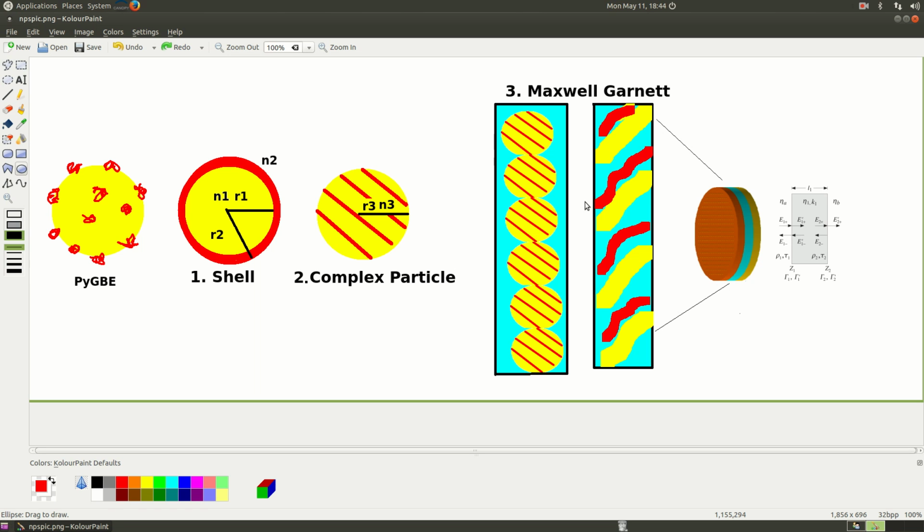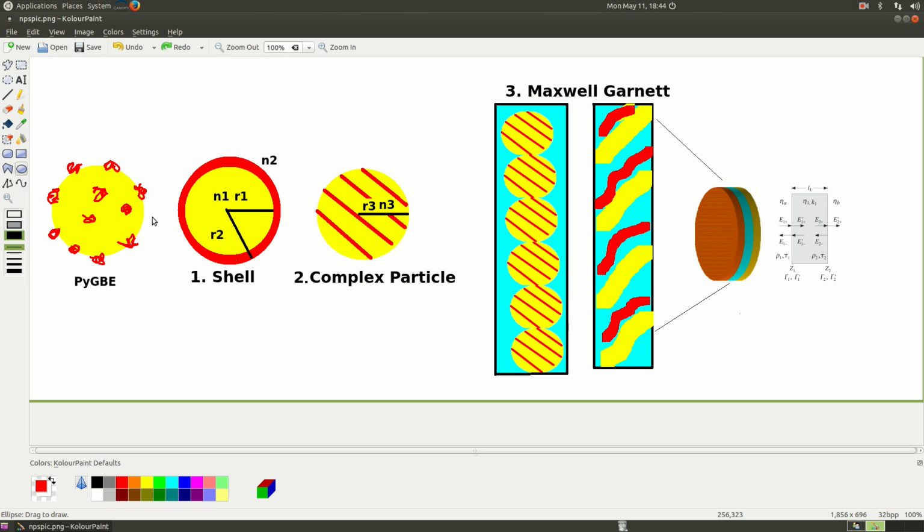Continuing our discussion from part 3, in which we showed how to model a gold core with a concentric homogeneous shell of index of refraction N2. We're going to extend this to account for shells that represent heterogeneous inclusions, for example, biolayers or proteins binding to gold particles.